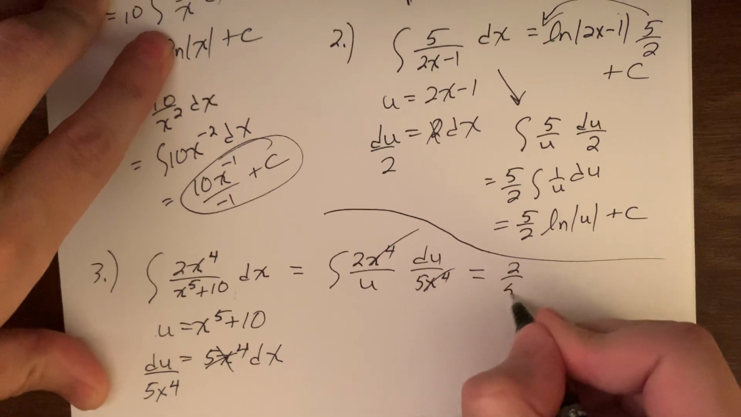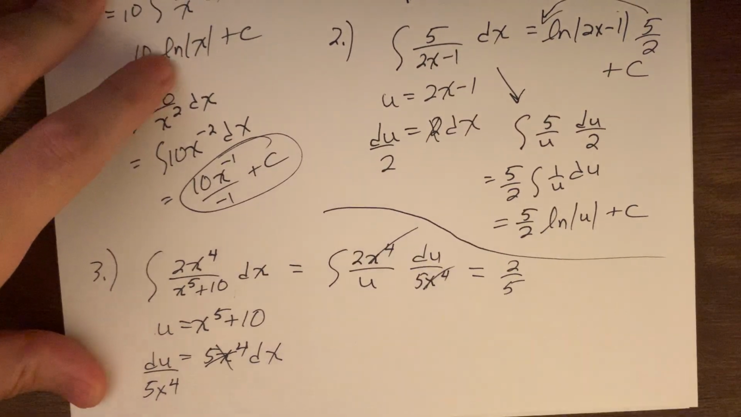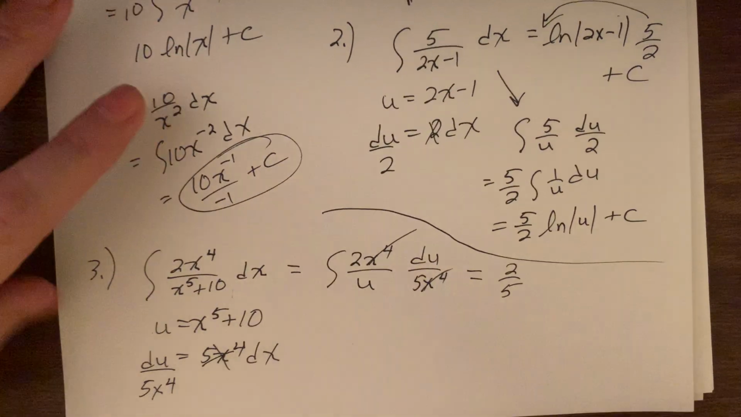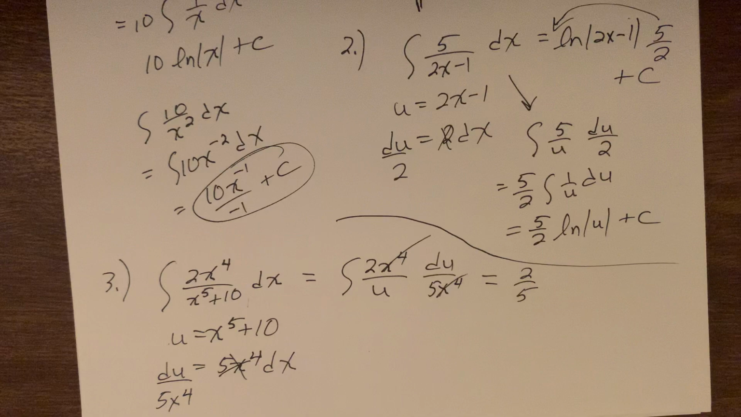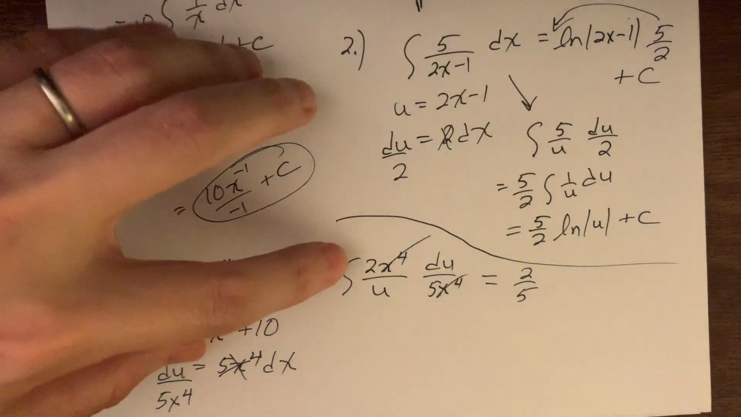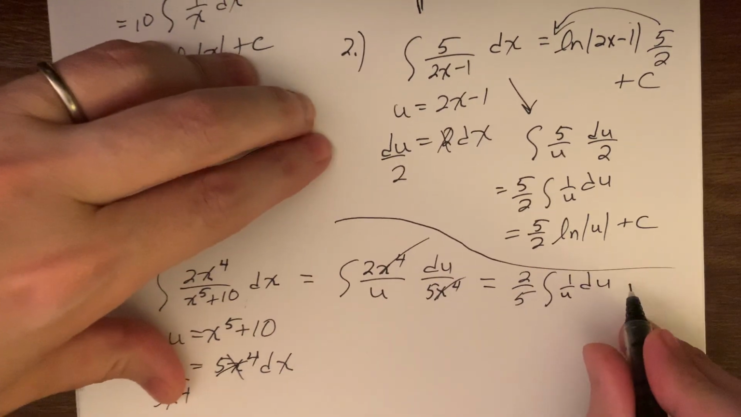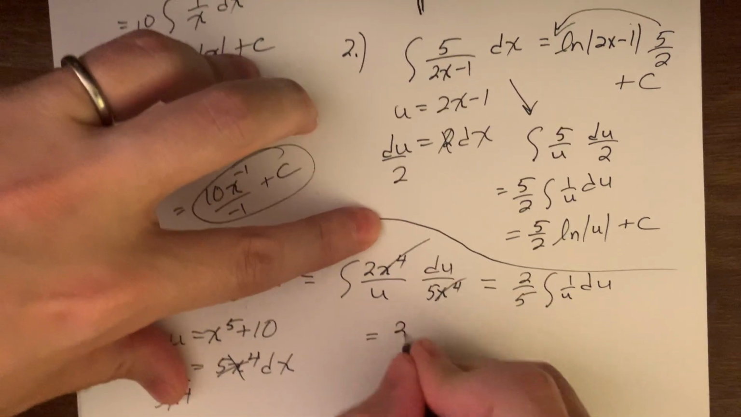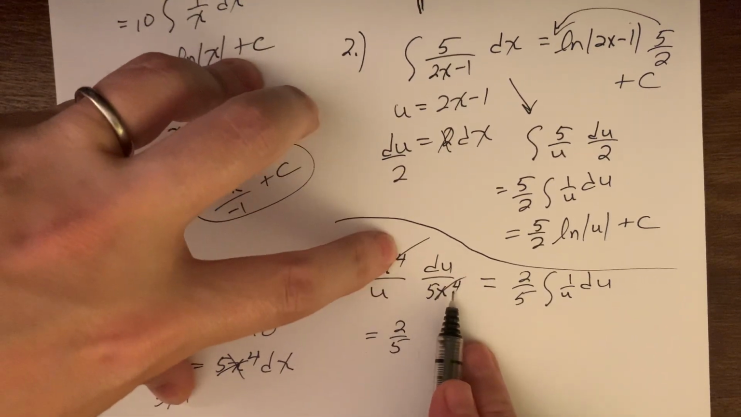I have a 2 over 5. Right before it was a 5 over 2, now it's a 2 over 5. Just trying to make sure we keep our numbers in the right spot. We don't pick what's on the top, what's on the bottom. It is what it is based on the problem. So that's out in front. I've got 1 over u du left inside. Celebrating. Here, I got rid of my x's.